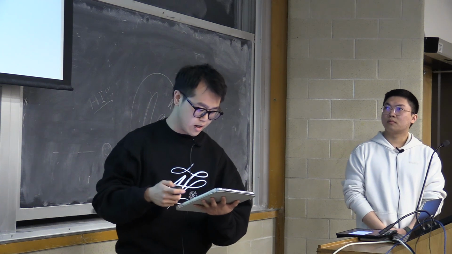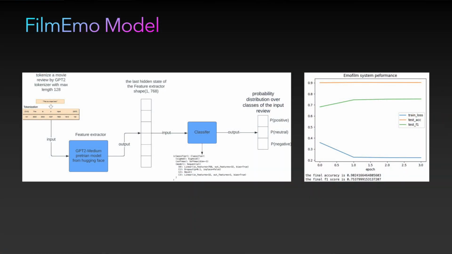With respect to our FilmEMO model, it has 3 main components: the tokenizer, the feature extractor, and the classifier. We use the GPT-2 medium pretrained model from Hugging Face as our feature extractor, and the last component is the classifier. Here's the structure of our classifier. It works by predicting the label of our input review.